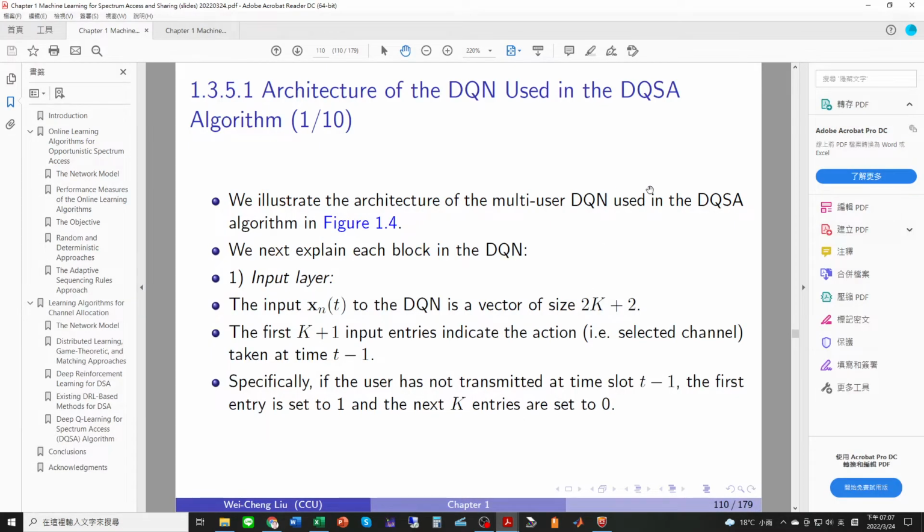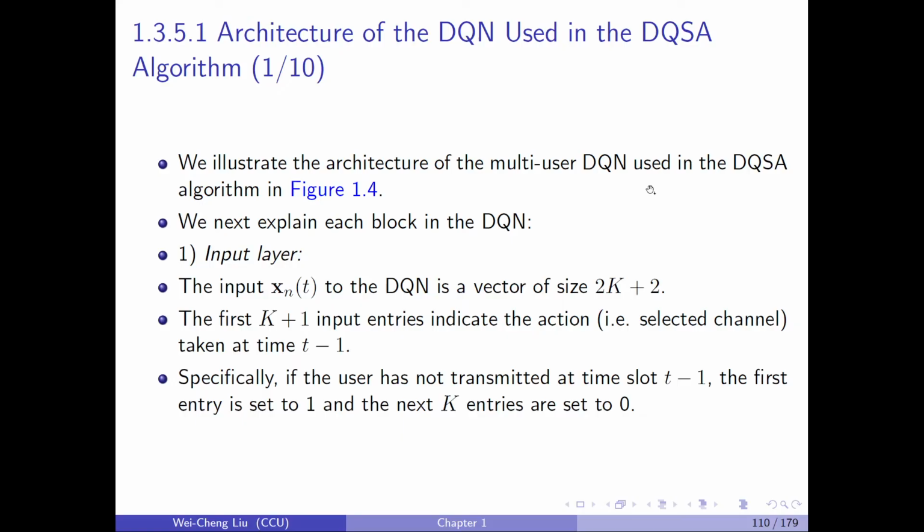Hello everyone. Let us continue the fourth part of today's class. In the third part, we taught up to page 110. Okay, we are talking about section 1.3.5.1, Architecture of the DQN used in the DQSA algorithm.